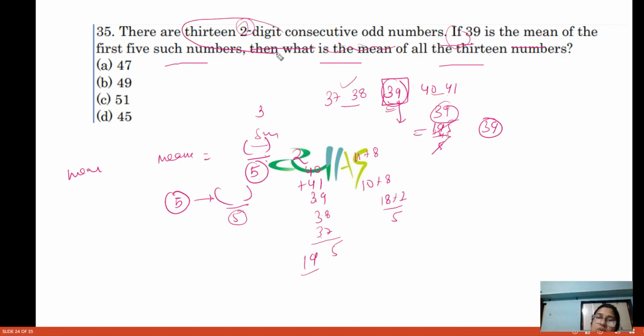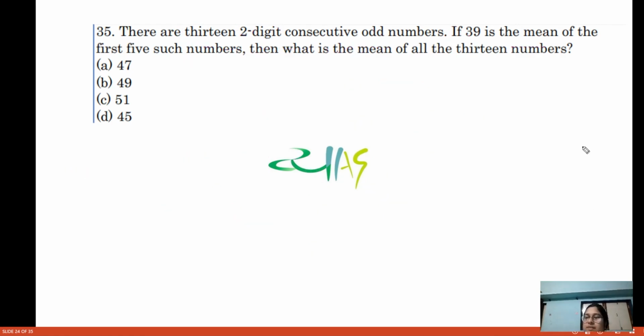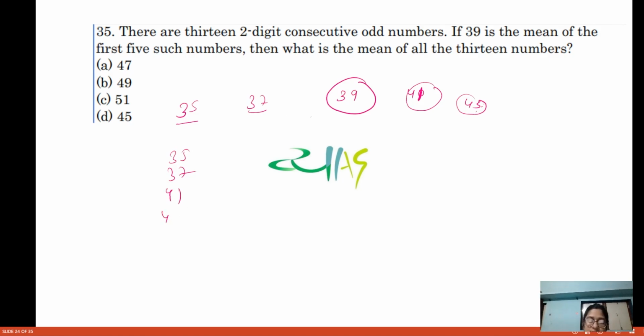You are given two-digit consecutive odd numbers. Now we have even numbers here, so we cannot use this method. So what we can use here is the numbers may be probably 37, 39, 41, 43. These are odd numbers. So here if we include, let's say, 35, then also the mean will be this 39. So calculate this as well. You will find that the mean is that only.